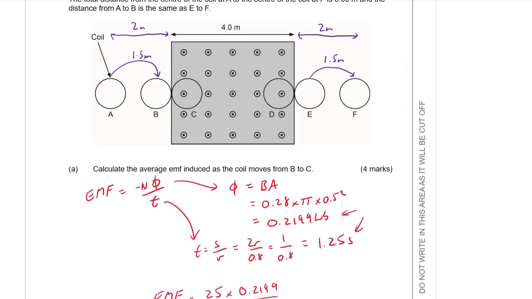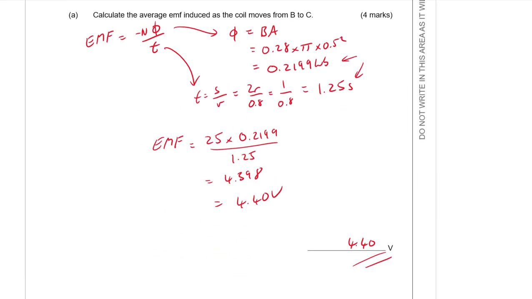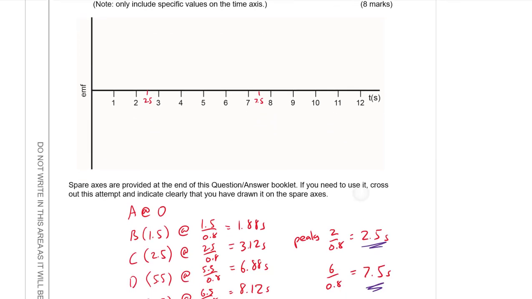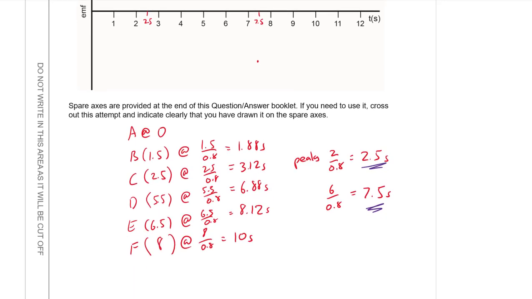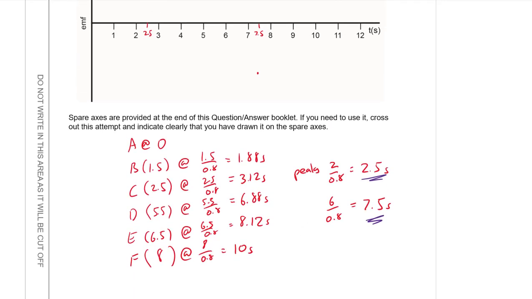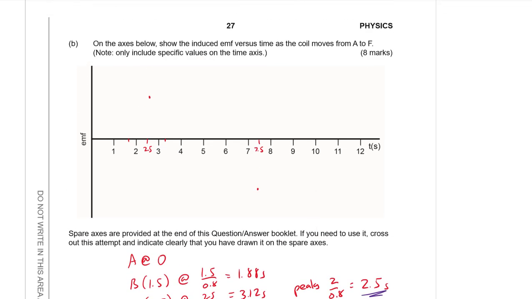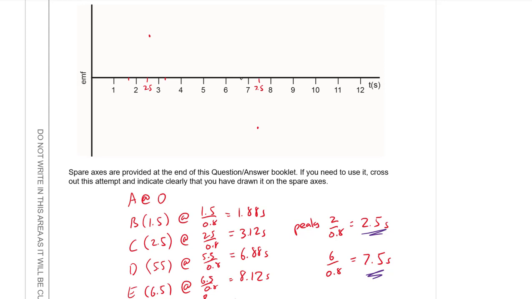Now, it's going into the field and then leaving the field, which means they're going to have to be opposite signs to each other. So I'm going to have the first one go up and the second one go down. Now, that's where my peak lies, so I'm just going to pop that peak there, and this peak here, the same size, because it's moving at a constant velocity. Great. Now what I need to do is pick up either side of the peak. So I've got 1.88 and 3.12. So 1.88 will be about there, and 3.12 is about there. Okay, and then the other points are 6.88 and 8.12.